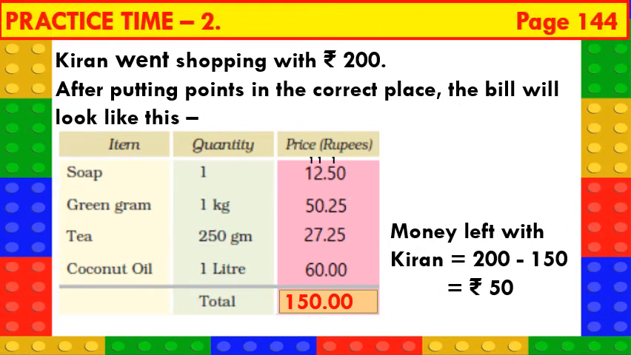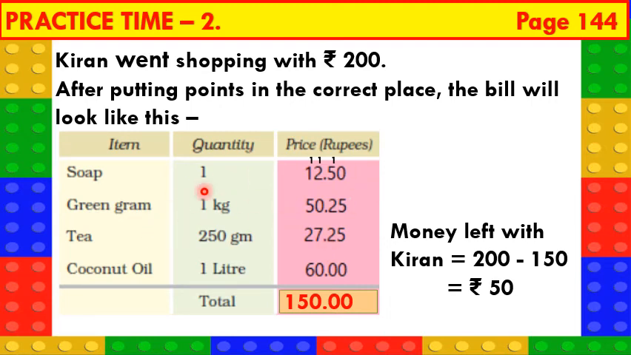Question number 2. Kiran went shopping with rupees 200. Look at the bill given in your textbook, page number 144. The shopkeeper forgot to put the point correctly in the prices. Put the point in the correct place and find out the total amount of the bill. So, after putting points in the correct place, the bill will look like this.